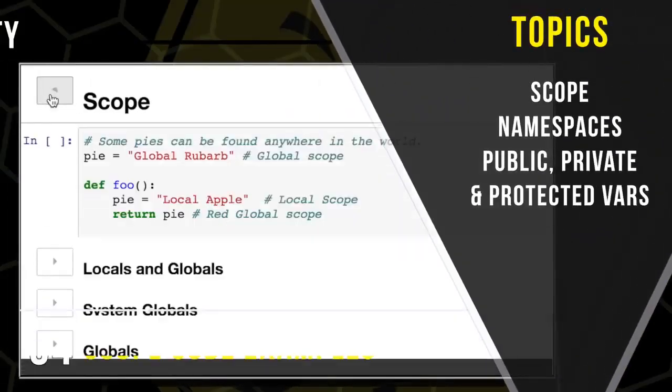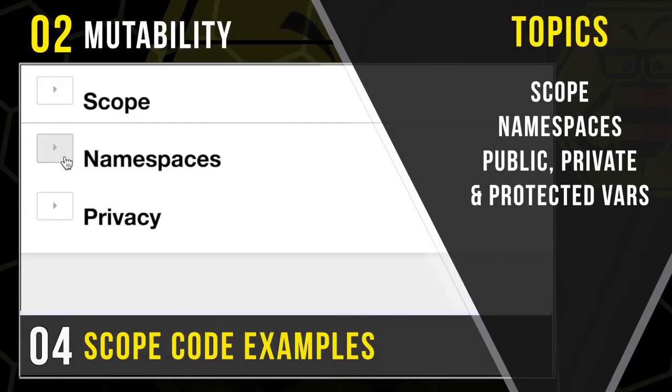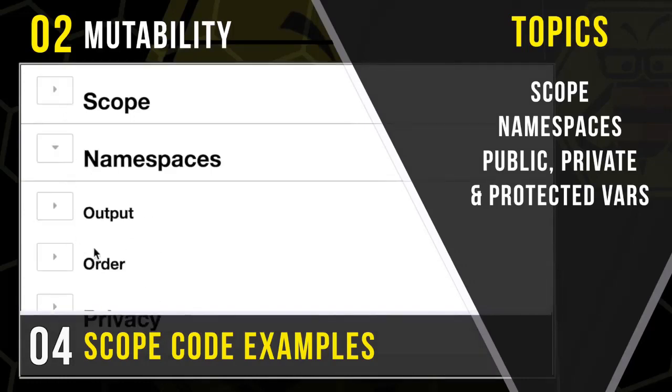Scope's an important concept, so we're going to start by looking at some basic examples of what we mean, where variables can be, where they can't be. Then we're going to look at some more specific categories, like locals and globals, and the system globals, and then how we can make our own globals, and what a global even means. Then we're going to talk about namespaces. I think of these as big, long lists of variables we have access to. So we're going to talk about how you can actually find out what these are. How can you output the variables that you have in your namespace?